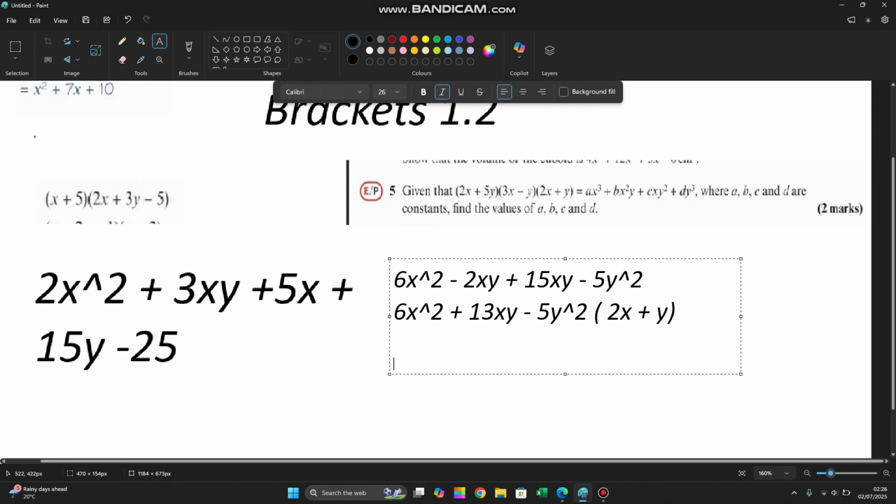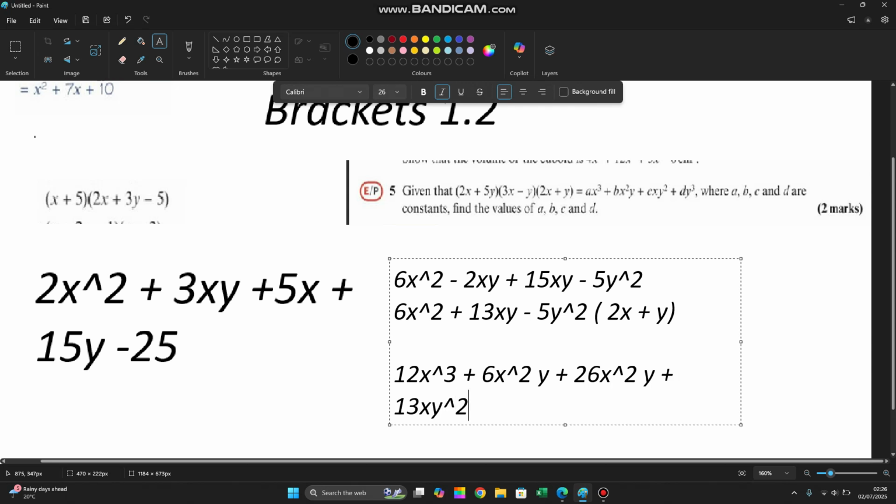6x squared times 2x, we get 12x cubed. 6x squared times y, we get plus 6x squared y. 13xy times 2x, we get plus 26x squared y. And then we do 13xy times y, we get 13xy squared. We do minus 5y squared times 2x, so you get minus 10xy squared. And then we do minus 5y squared times y to get minus 5y cubed.